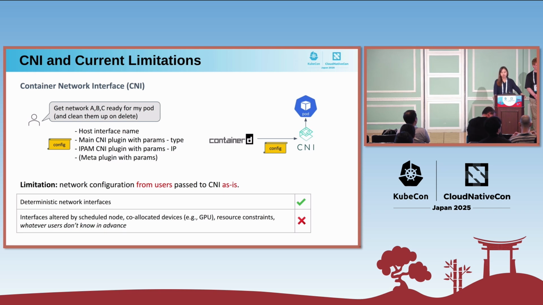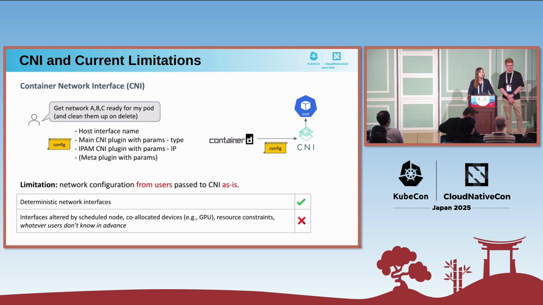CNI is a CNCF project, and I copied this definition from the CNI repository. It is a CNCF project that has libraries and specifications, everything needed to write a plugin to configure the network interface for Linux containers. To set up the networks of containers, admins or users have to define or choose the network configuration, whatever they want to have in the pod or in the containers. That configuration is passed to the container runtime, and the CNI binary execution just makes it happen on the containers and gives it to the pod.